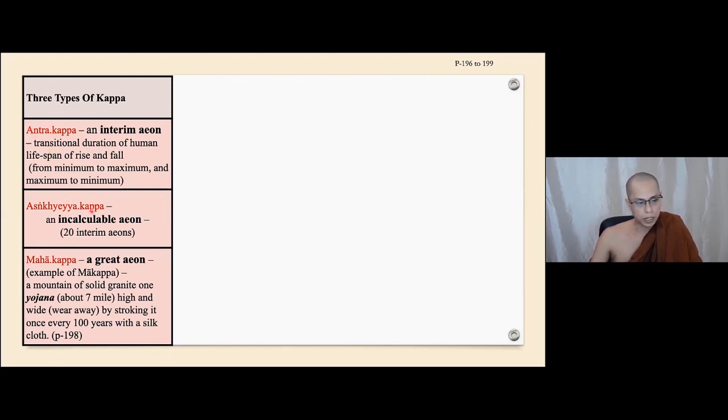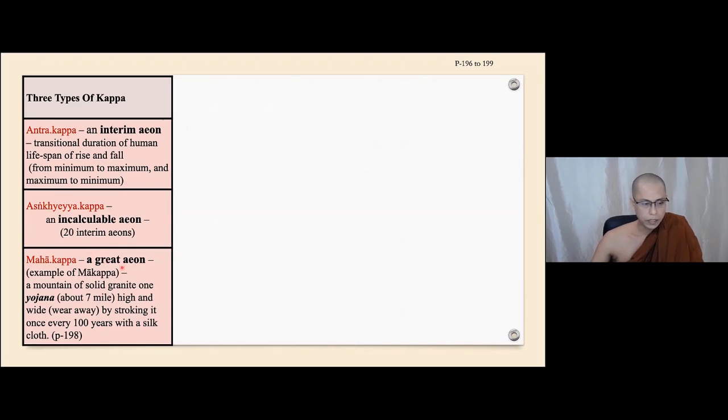Then another type of kappa is the asankheyya kappa. It is the incalculable eon. Here, the incalculable eon refers to a time period of 20 interim eons. So going up and going down 20 times is called the asankheyya kappa. And the great eon cannot be given an example in years, counting by number. That is why.